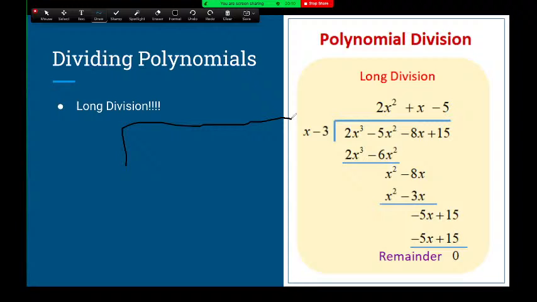So let's do the example that they gave us. They have 2x to the power of 3 minus 5x squared minus 8x plus 15. Let's just write that down for now, and let's do x minus 3. So now we can do the thing. We have to look at this and this, and you can see they're doing times 2 to get from here to here, and they're also doing times x to the power of 2 to make x to the power of 3.